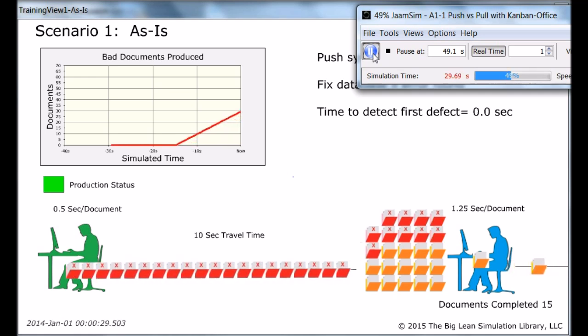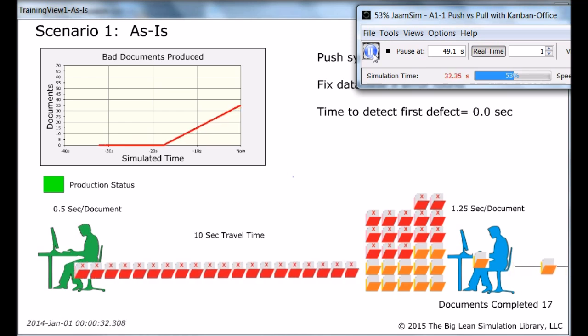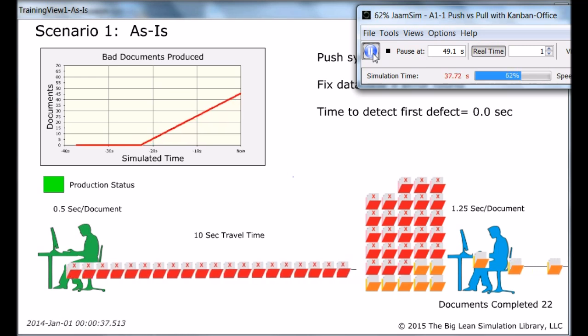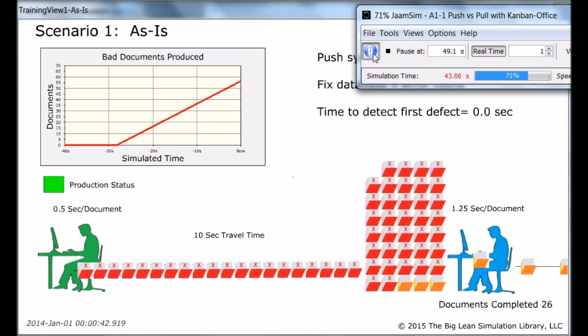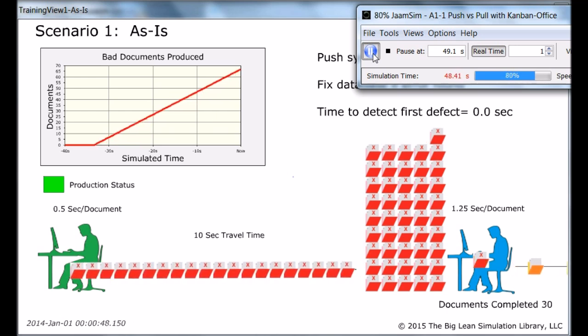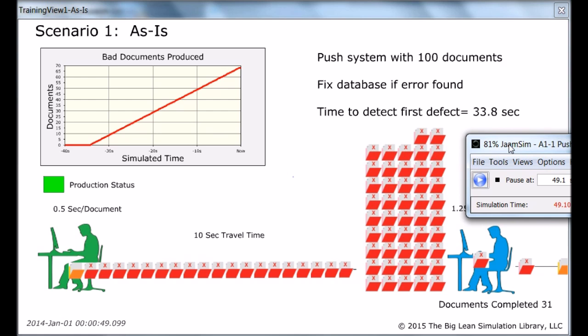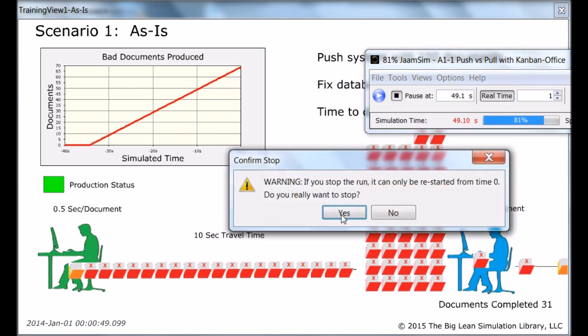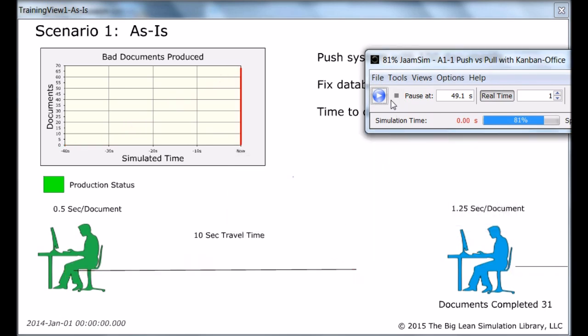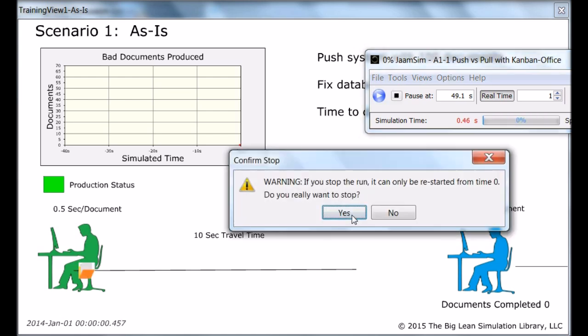So let's see how long it takes and how many they make until they realize that he's pointing to the old version of the database and he's filling in incorrect data. Okay, so here it comes. And there it is. So they did about 70 bad documents, and it took about 33 seconds for them to find them. So not a very good situation. Now let's see what happens if we were to do this as a pull system.